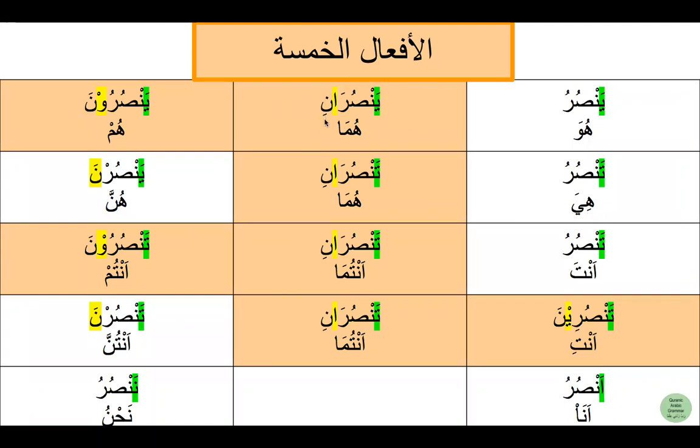So your huma, yansurani, tansurani, antuma, tansurani, yansuruna, tansuruna, tansurina are all included in af'alul khamsa. And why? Because of the presence of alif, waw, and yaul mukhataba.